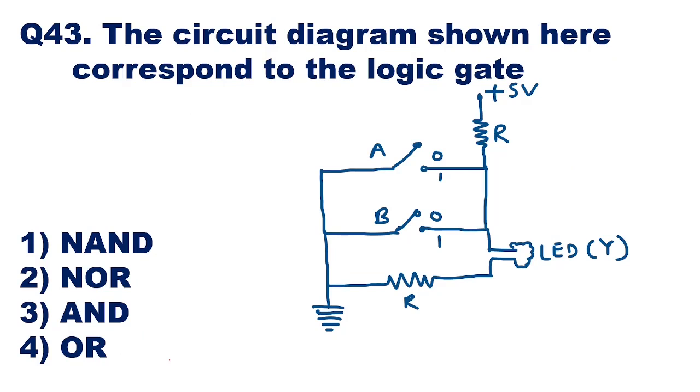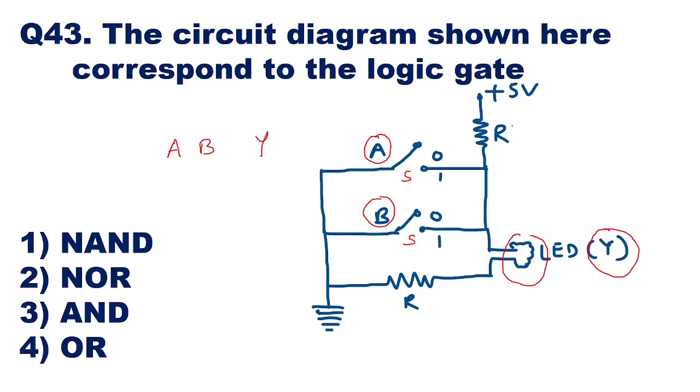Question number 43. The circuit diagram shown here corresponds to which logic gate? Now, if you see this circuit diagram, we are having two inputs over here, input A and input B. This is a switch for input A, this is a switch for input B. Here you can see an LED, and we will take this LED as output Y.